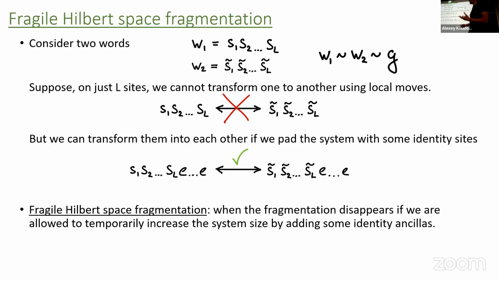But yeah, you can think of it as, so you have your symmetry sector and it's block diagonalized into smaller Krylov sectors. But these Krylov sectors are disconnected only if your system size is fixed to be L. And if you allow yourself to temporarily increase it and then shrink it back to L, then they become connected. And so the non-zero matrix elements appear between different Krylov sectors.